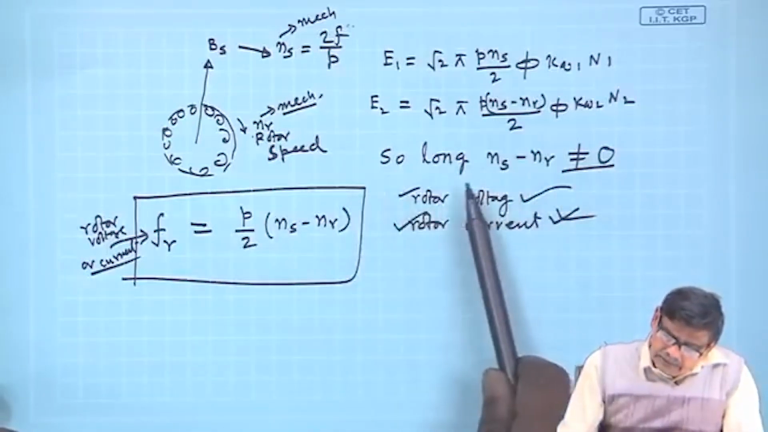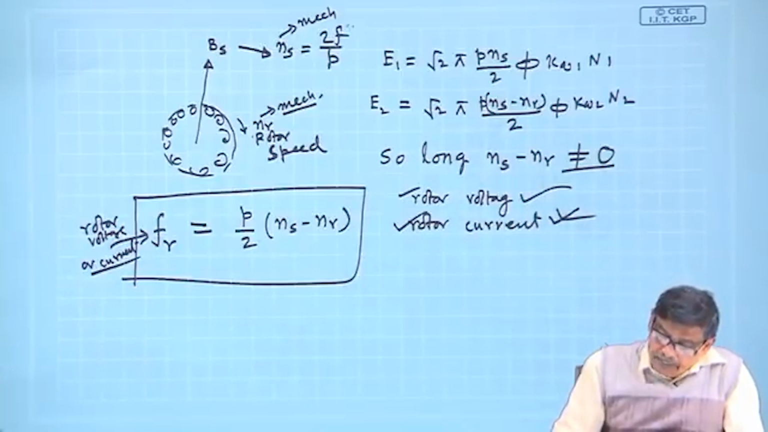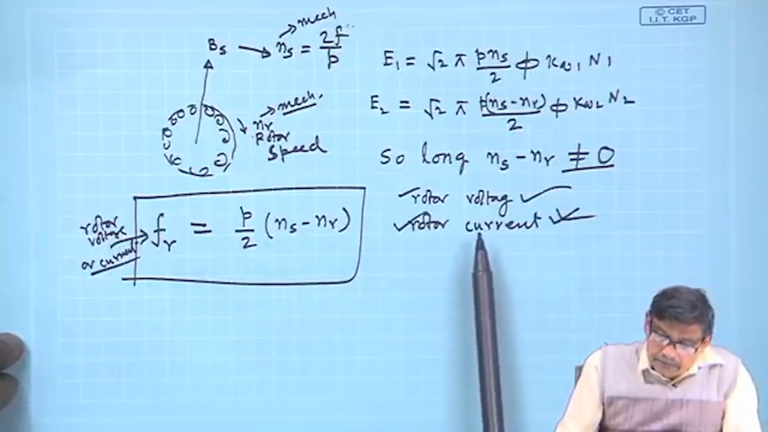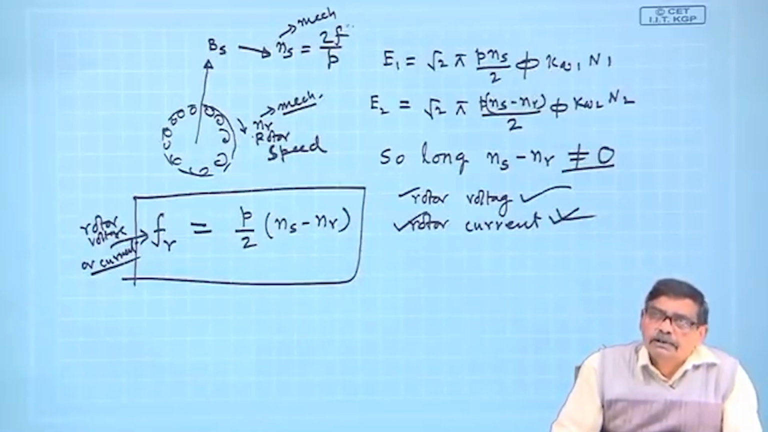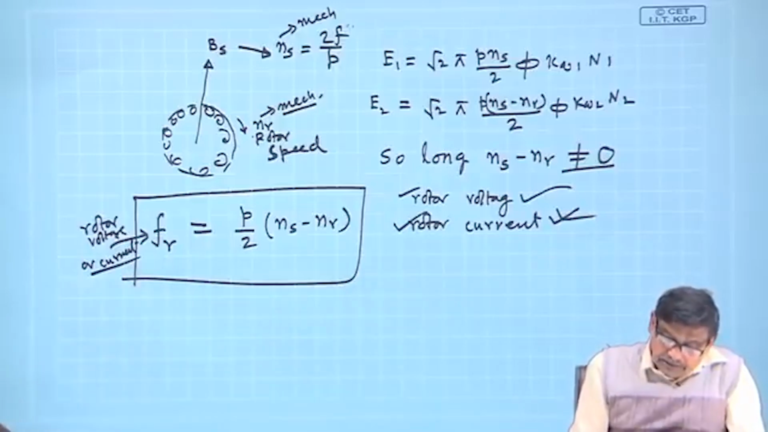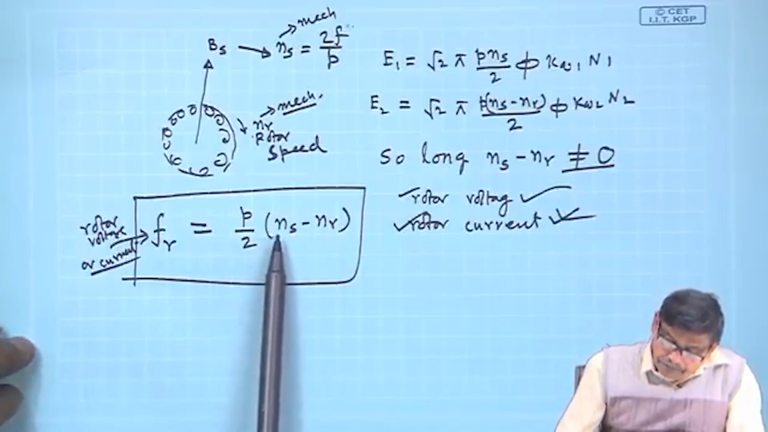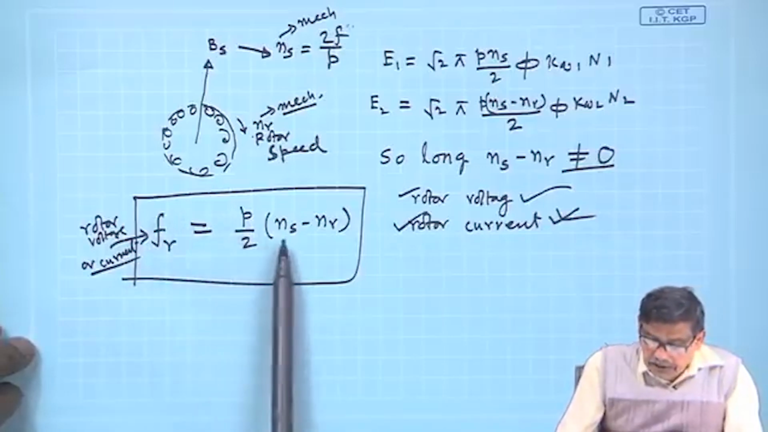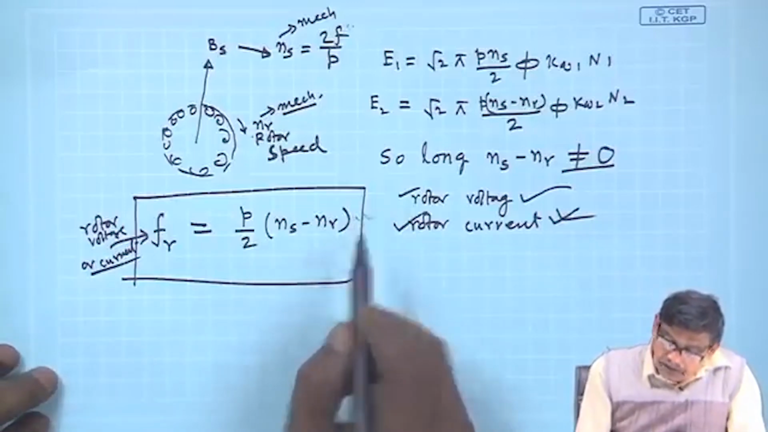So long as n s minus n r is not equal to 0, there will be rotor voltage and rotor current, and if there is rotor current, there is bound to be a rotating field created by the rotor. Now, the question is, what is the frequency of the rotor current? Rotor is wound for the same number of poles, and the frequency of the rotor current will therefore be p by 2 into the relative speed between these two. So, this will be the rotor frequency.